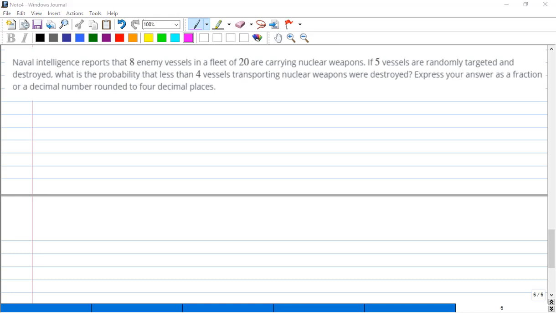Naval intelligence reports that 8 enemy vessels in a fleet of 20 are carrying nuclear weapons. If 5 vessels are randomly targeted and destroyed, what is the probability that less than 4 vessels transporting nuclear weapons were destroyed?